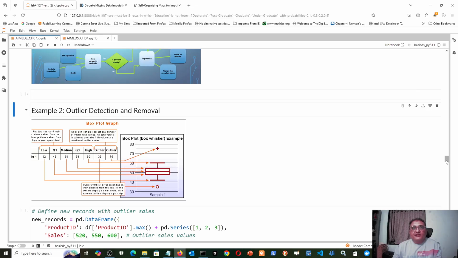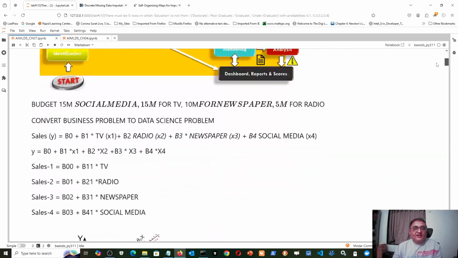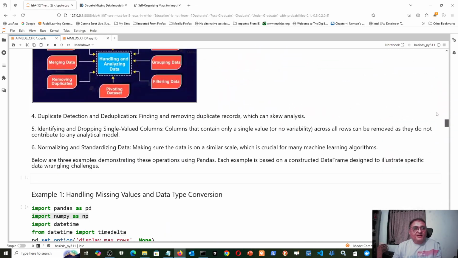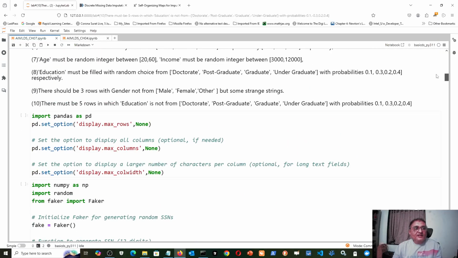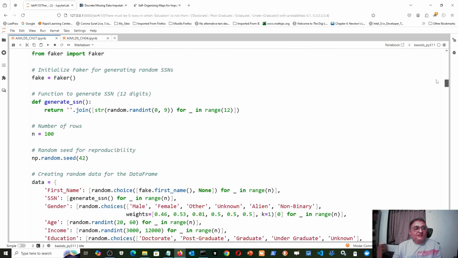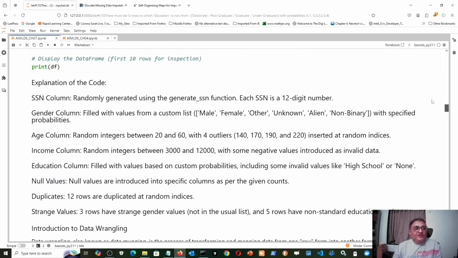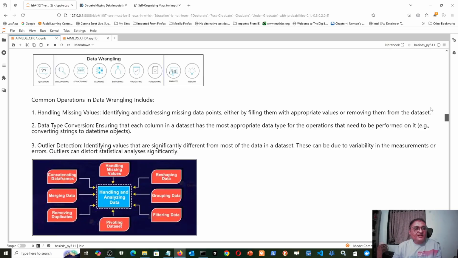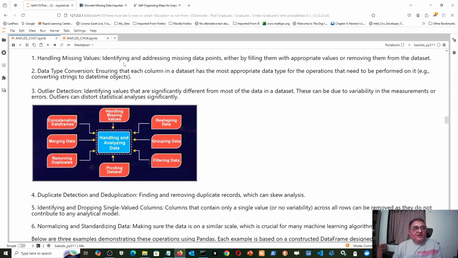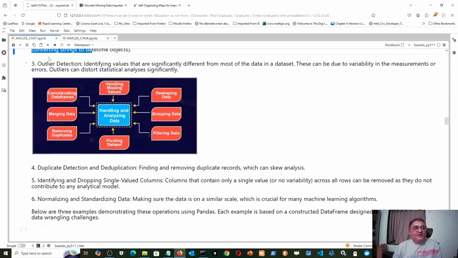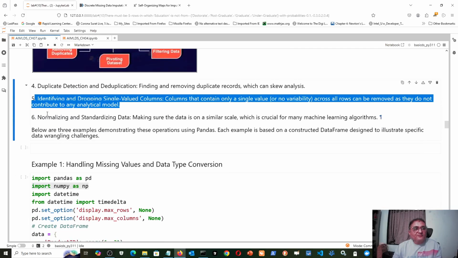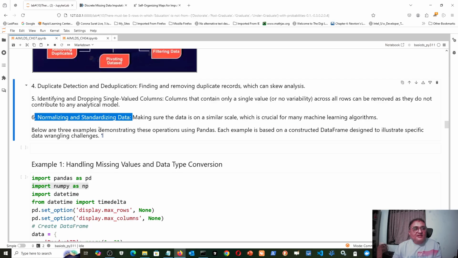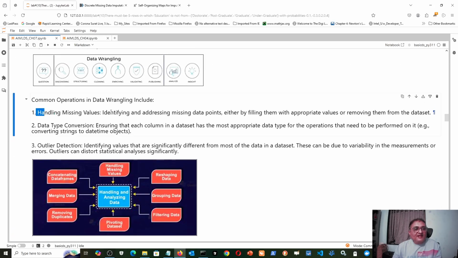We were seeing data wrangling. The name of the chapter is data wrangling with pandas, and currently we are somewhere here. We already saw that data wrangling includes handling missing values and converting data types. These two we have already seen. It also includes outlier detection, duplicate detection and deduplication, identifying single valued columns and removing them, and normalizing and standardizing data. We have already done the first and second of these.